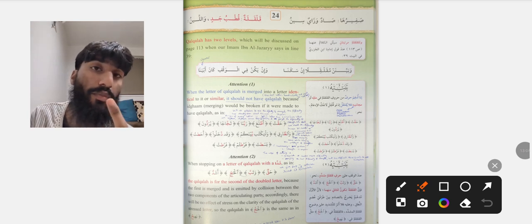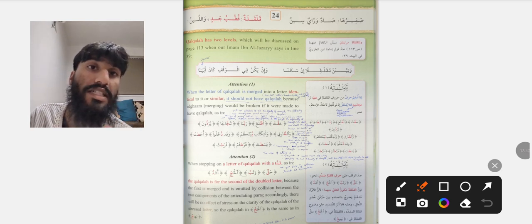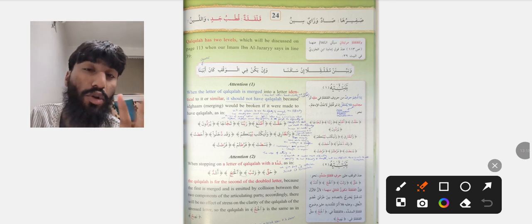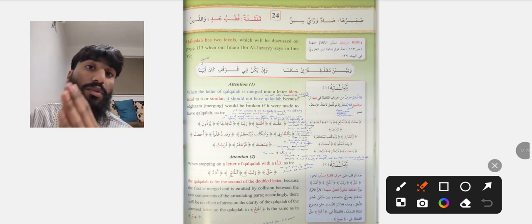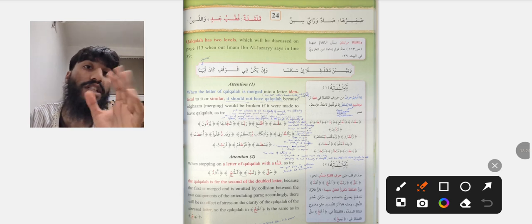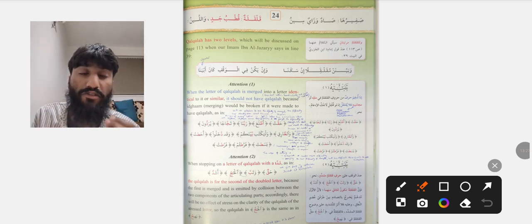So therefore, the duration and the clarity of the qalqala is more, because there's space to hear the full qalqala. There's no letter coming straight after. There's full space for me to hear the entire length of the qalqala very clearly when you're stopping, when you stop on a word or a letter that has qalqala.